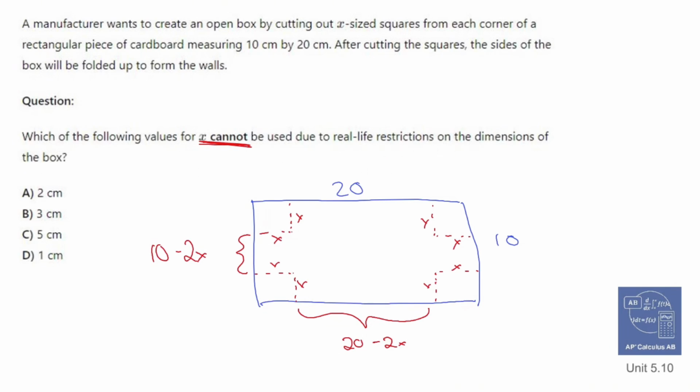Well, let's say you weren't thinking and you decided, well, let's go and test all of them out. If I were to cut out X-sized squares of 2, that means the length or width, whatever you want to call it, would be 10 minus 2 times 2, which is 6. That would give us a box with a height of, actually, the height would be X, so we would call it 2.